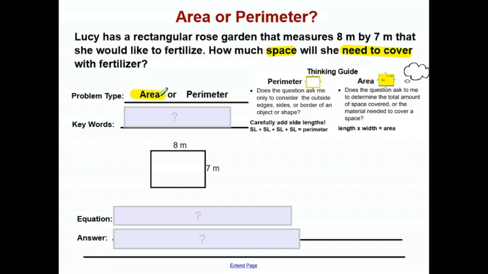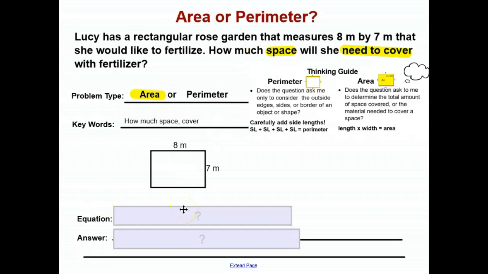Pause the video and remember the key words that told you this was an area problem. Yes, space and cover tells me that they're trying to determine the total area. Okay, you know how to find area. You multiply the length times the width. Would you please find the area of Lucy's garden and answer the question in a complete sentence out loud?